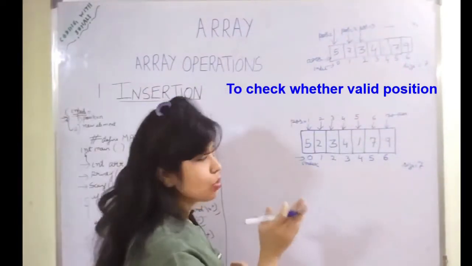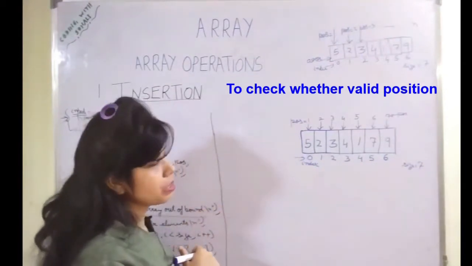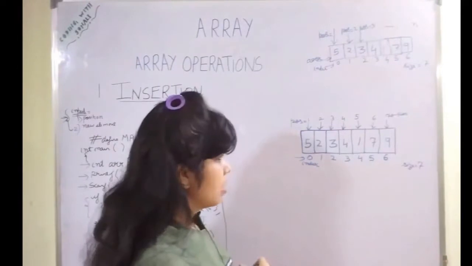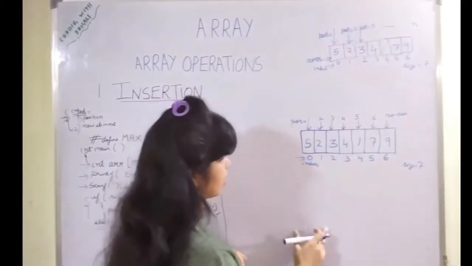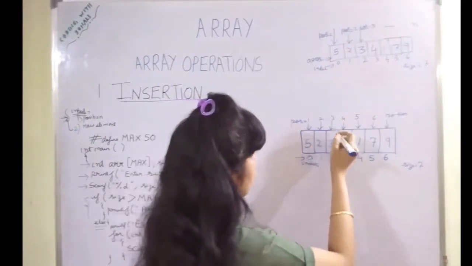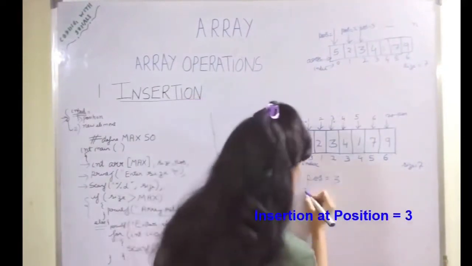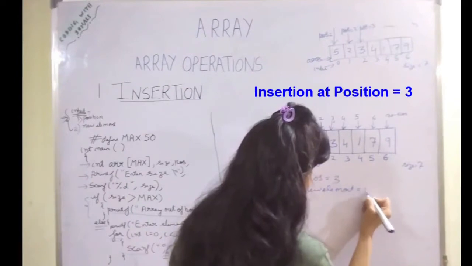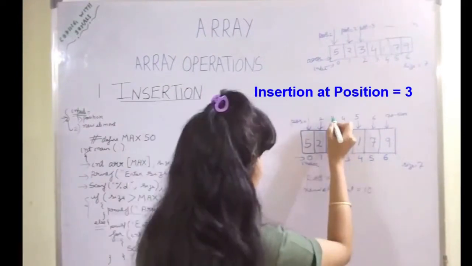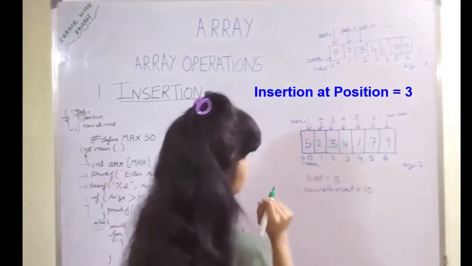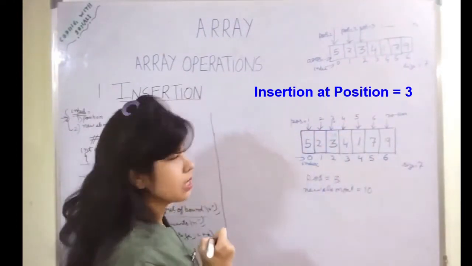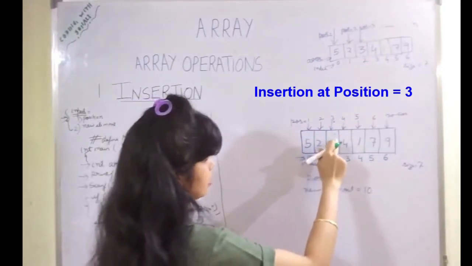If it is a valid position, then only we ask the user to enter the new element which the user wants to insert. Let us see what code we will be writing. If the user enters the position as 3 and the new element as 10, the user wants to insert this element 10 at position 3. You can see here.